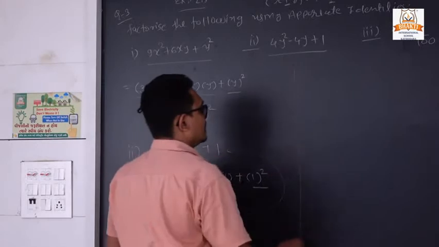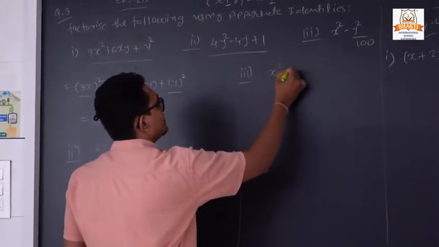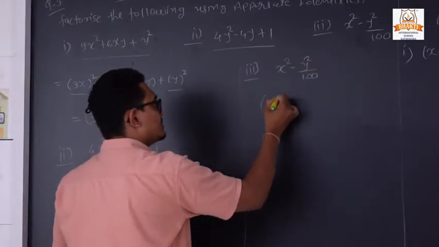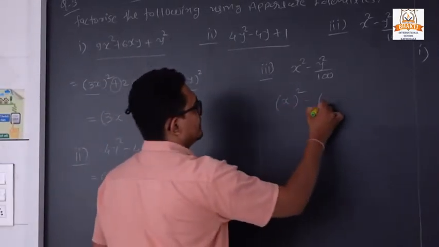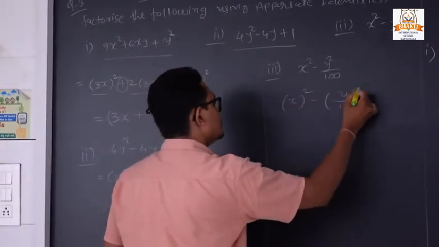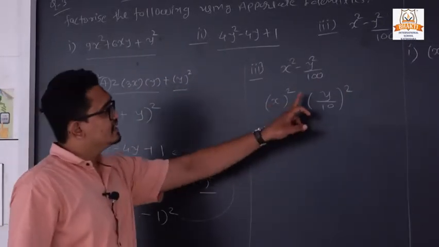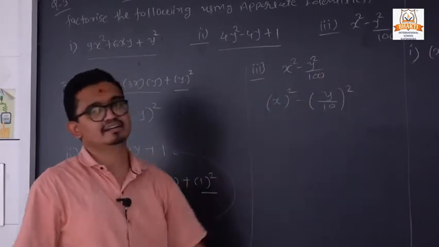Now next, the third sum: x square minus y square upon 100. We can also write x all square, because it is x square. Then y upon 10 all square, because 10 square is 100. So we can convert that into x all square minus y upon 10 all square.